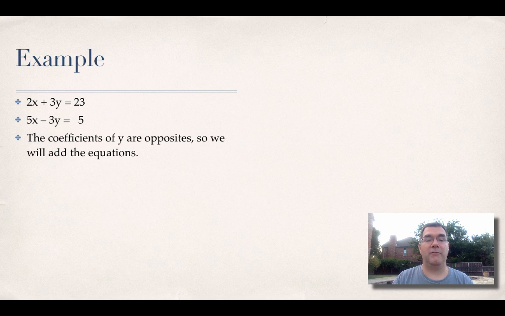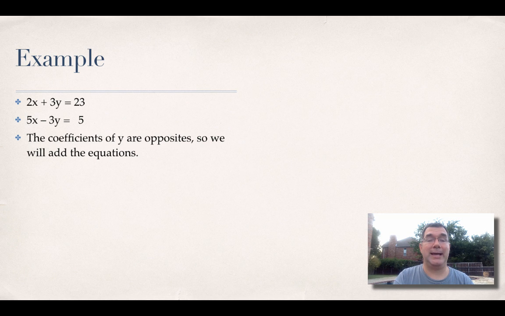So the coefficients of the y's are opposites. If you look at the y in the first equation, it's got a coefficient of +3. If you look at the coefficient of y in the second equation, it's -3. So since they are opposites of each other, I will add the equations together. And I just add straight down. I'll look down each column and add the coefficients together and put the letter beside it, just like you would do anytime you add like terms.